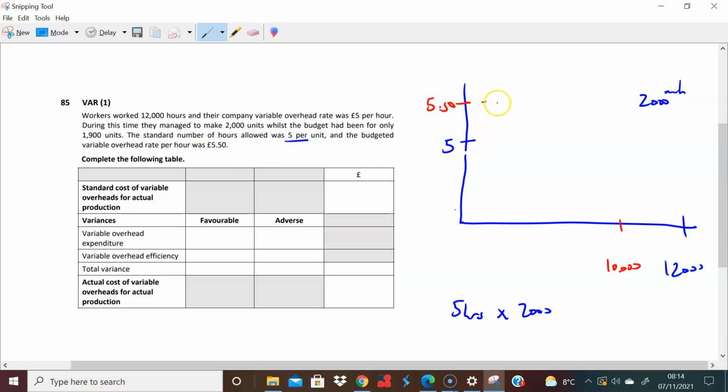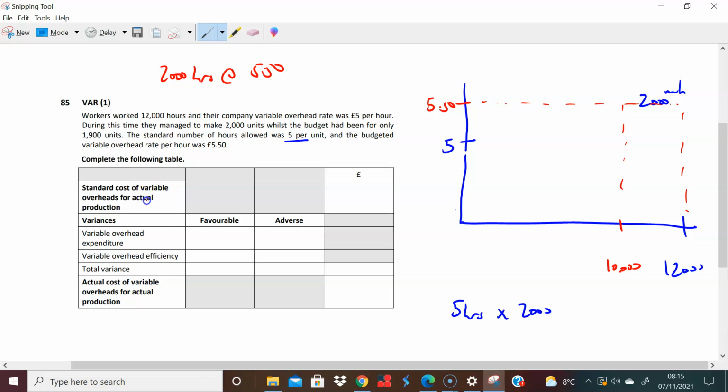So as far as my efficiency is concerned, this is my efficiency, of course, the difference here, which is the 2,000 hours at £5.50. And this is, of course, adverse. You spent too much here. And so 2,000 hours. So actually, you know what? Let me just do this in order.